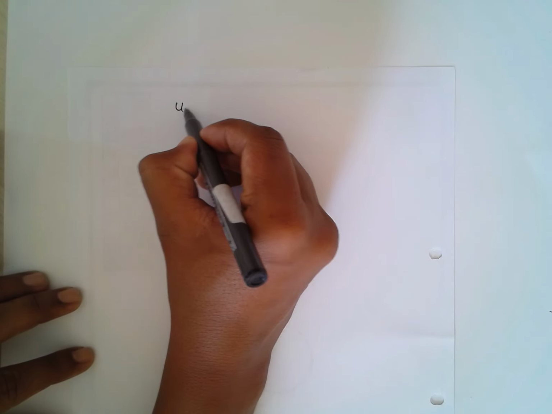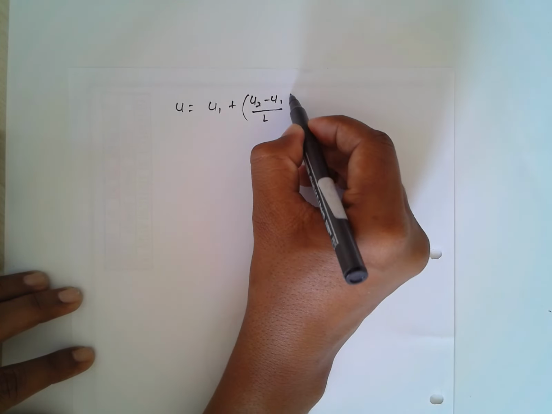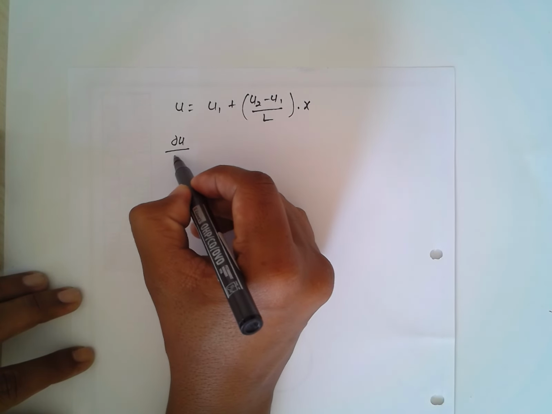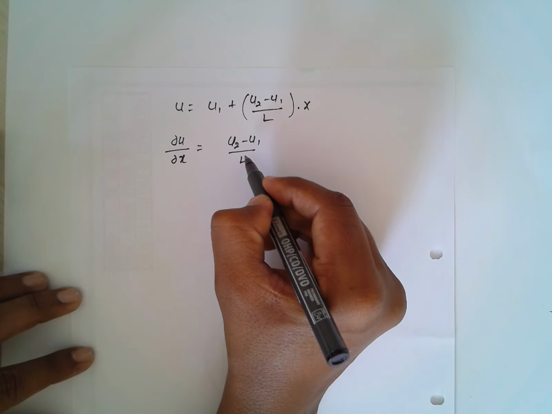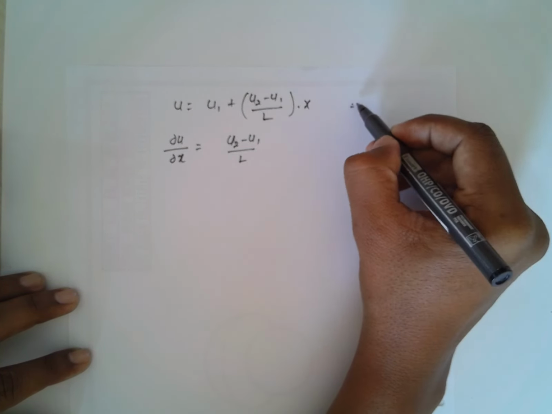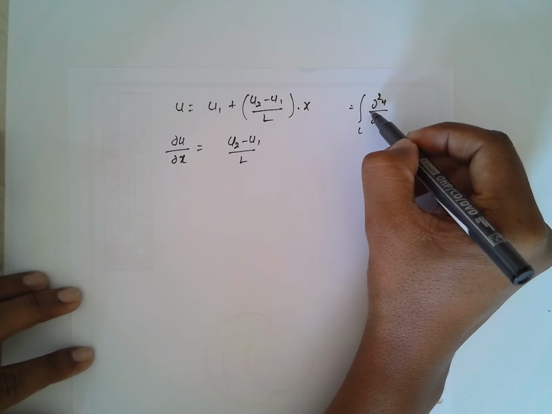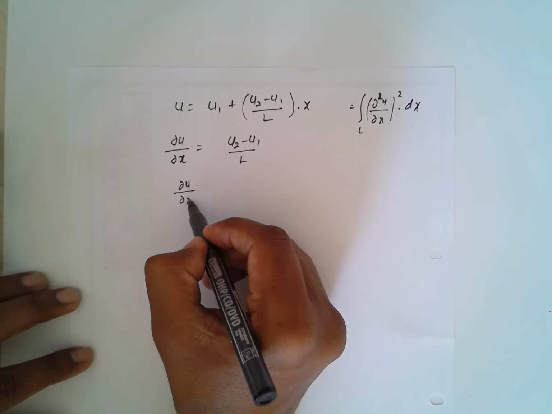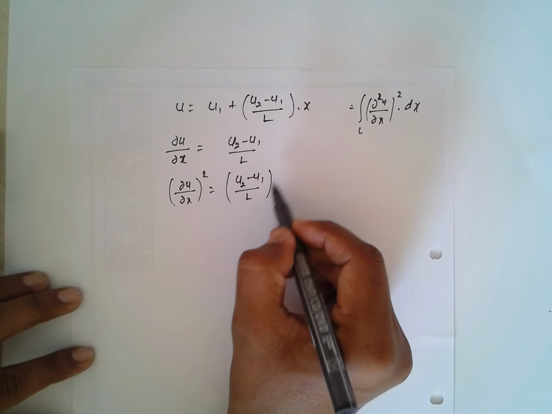Now we know that u is equal to u1 plus u2 minus u1 divided by L into x. From the strain energy equation, let us first differentiate this equation with respect to x. If we differentiate this with respect to x, the first term will become 0 and it will be u2 minus u1 divided by L. From the strain energy equation we need dou u by dou x whole square into dx. So dou u by dou x whole square will be u2 minus u1 divided by L whole square.